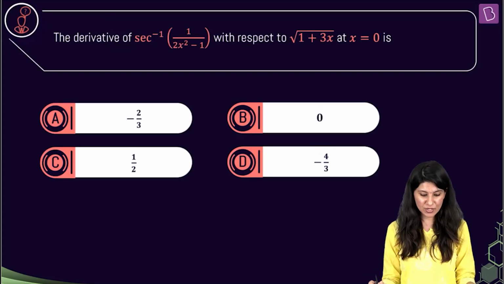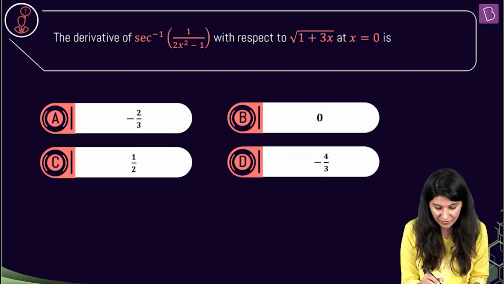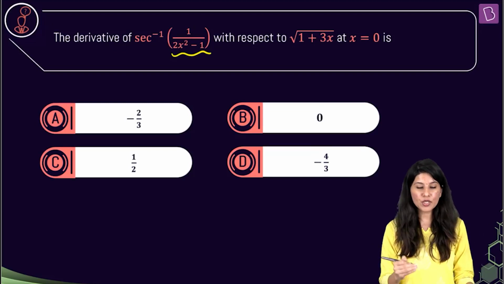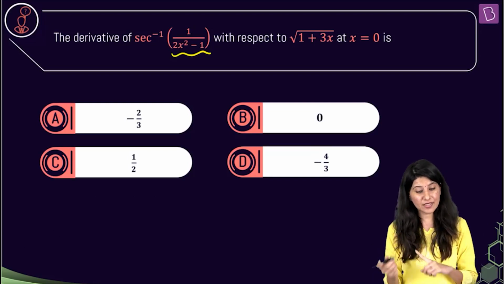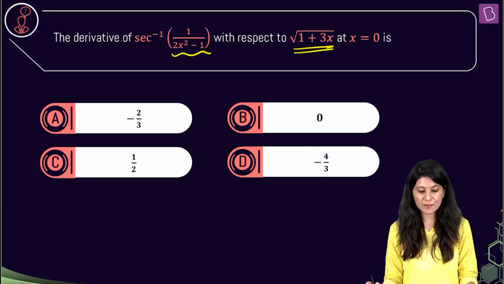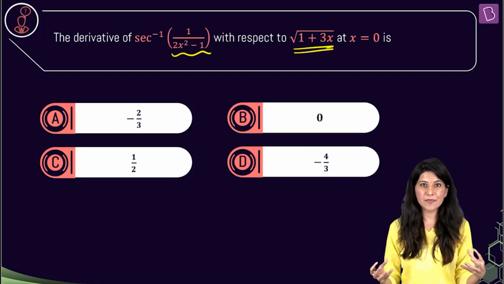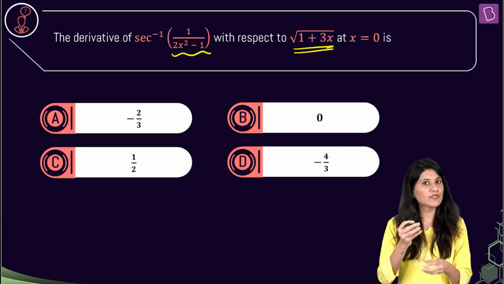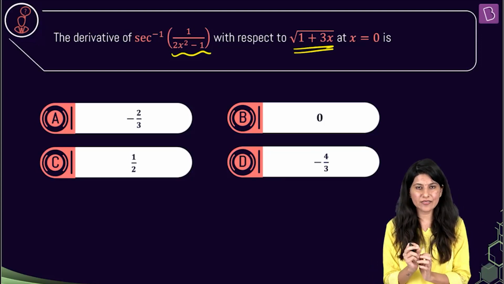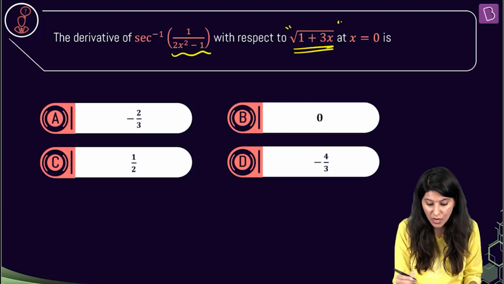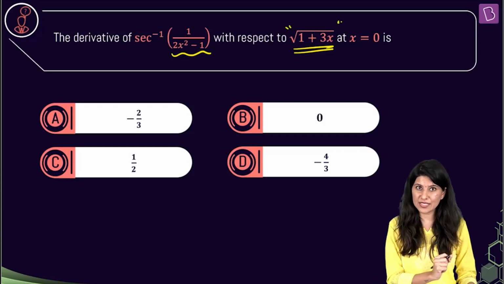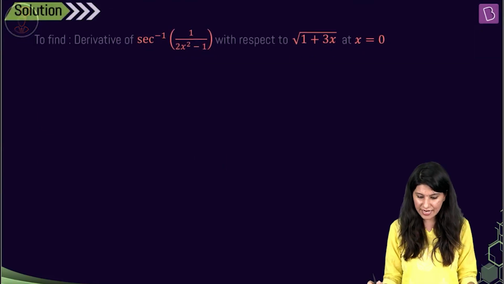Okay, so here the question says we need to figure out the derivative of sec inverse (1 upon 2x square minus 1) with respect to square root of (1 plus 3x) at x equal to 0. So in general, what happens? We need to look for derivative of something with respect to x or with respect to y or a single variable. In here, with respect to another function or another expression is given. How to do that? Let's understand it nicely.